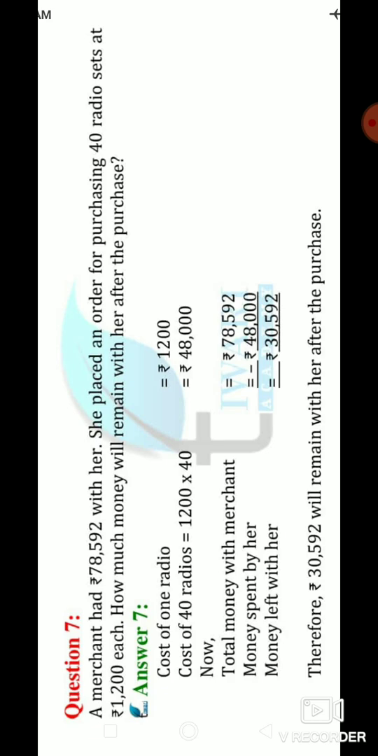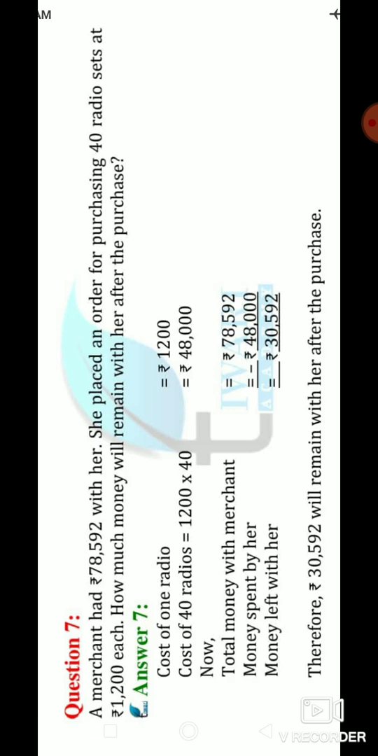Rupees 78,592. Then you have to calculate the money spent by her to purchase 40 radio sets. That is, you have calculated the cost of 40 radios. So you have to write here the money spent by her to purchase 40 radio sets, each of cost rupees 1200 each. Therefore, the money spent by her is equal to 48,000. You have calculated the cost of 40 radio sets. You have to write here, that is rupees 48,000.